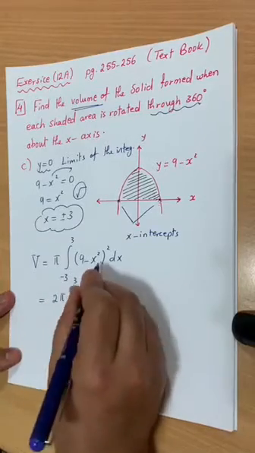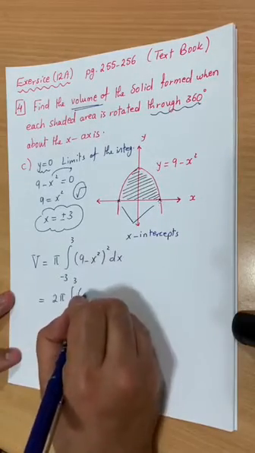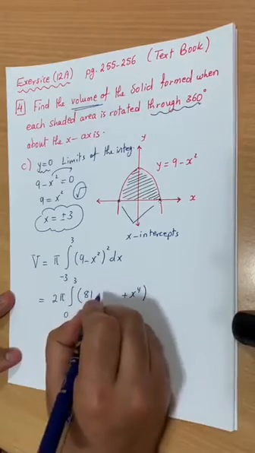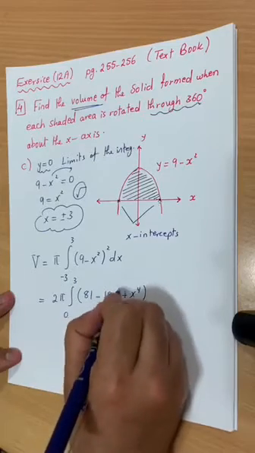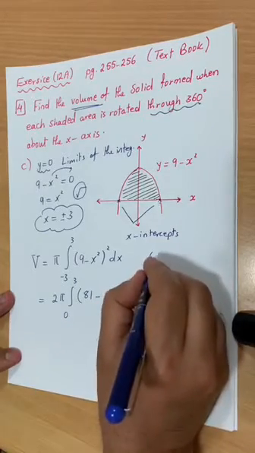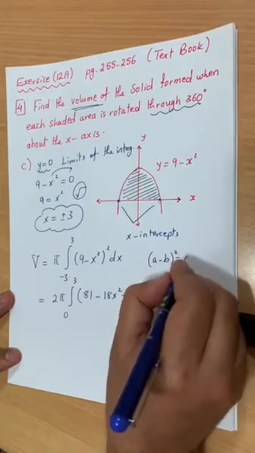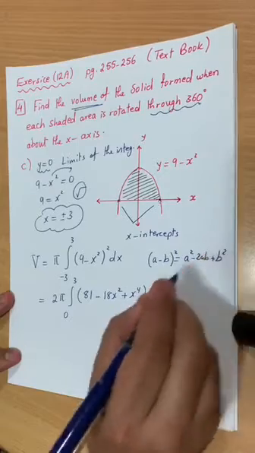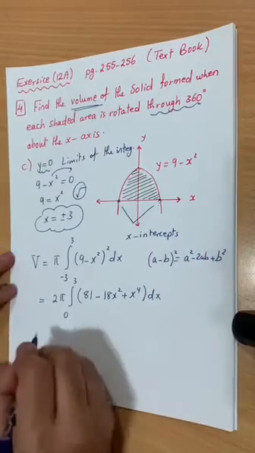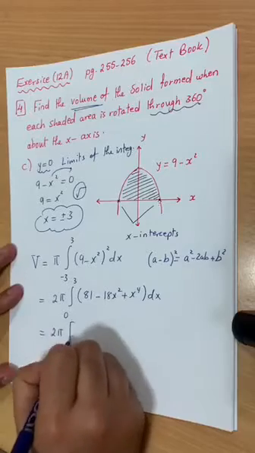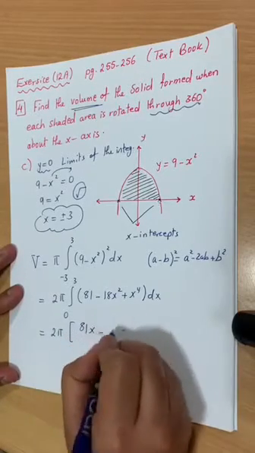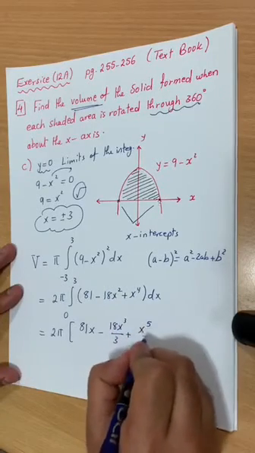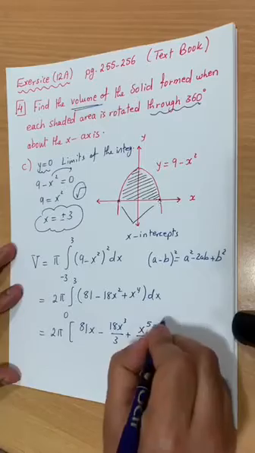0 to 3. Now you have to expand the brackets: square the first, which is 81, square the last, which is x power 4, and the middle term is first by second by 2, which is 18x squared, dx. Here is the rule: (a minus b) squared is a squared minus 2ab plus b squared. Now you have to integrate. Integration of 81 is 81x, and then 18x cubed over 3 plus x power 5 over 5, from 0 to 3.